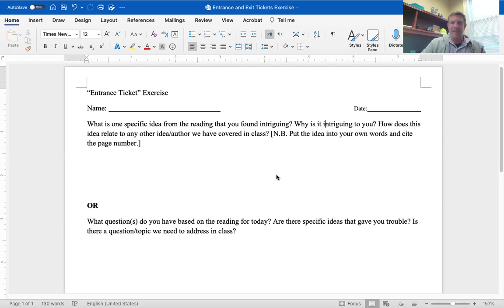What questions do you have based on the reading for today? Are there specific ideas that gave you trouble? Is there a question, a topic that we need to address in class? And so you could also say, okay, you need to do 5, you need to do 10 of the top ones and 10 of the bottom ones over the course of a semester or something along this, however you want to do it. But the key is to get them to hand this to you as they're walking into class.